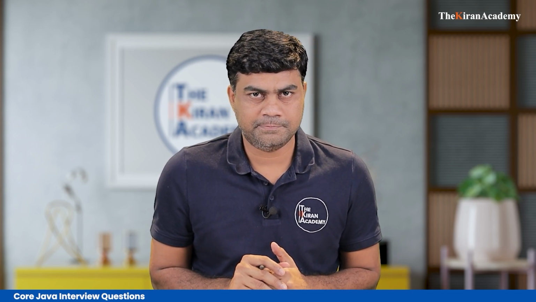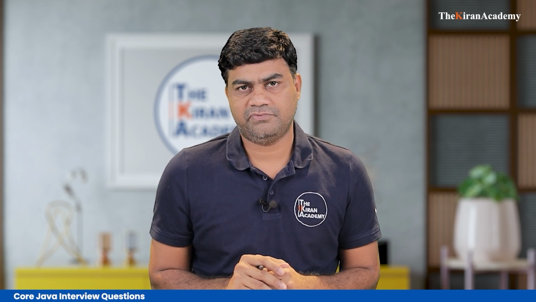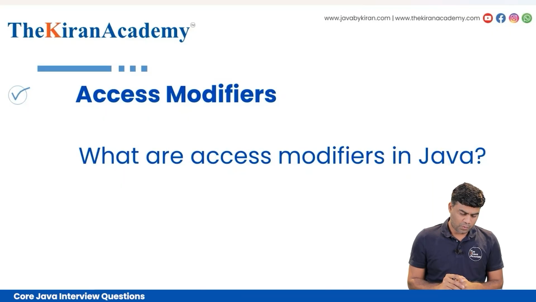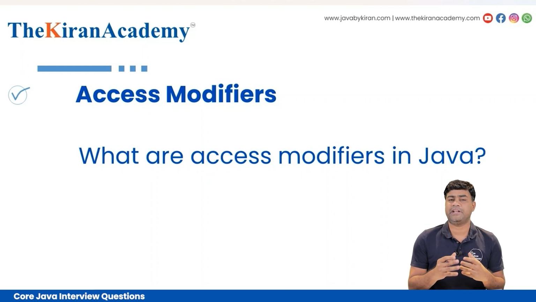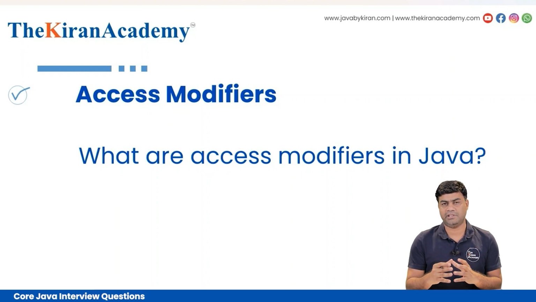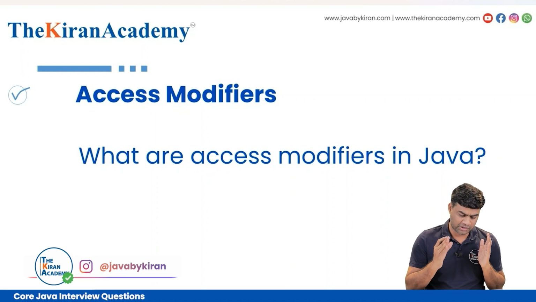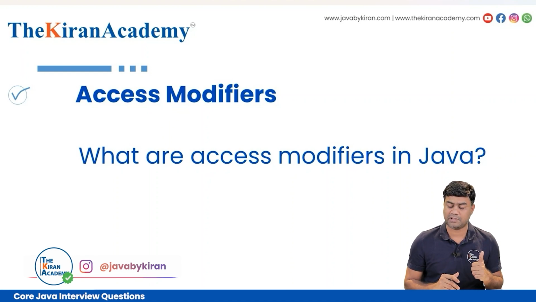Today we are going to see interview questions, very important questions on access modifier topic. So let's start with the first question. What are the access modifiers in Java? There are total 4 access modifiers in Java, that is public, private, default and protected. We will be explaining all these access specifiers in subsequent questions. So this is the first question. What are the access modifiers in Java?